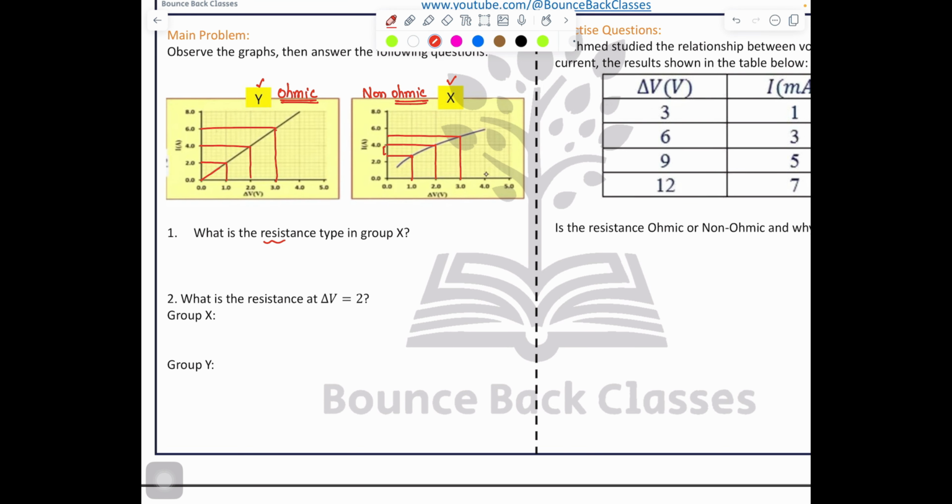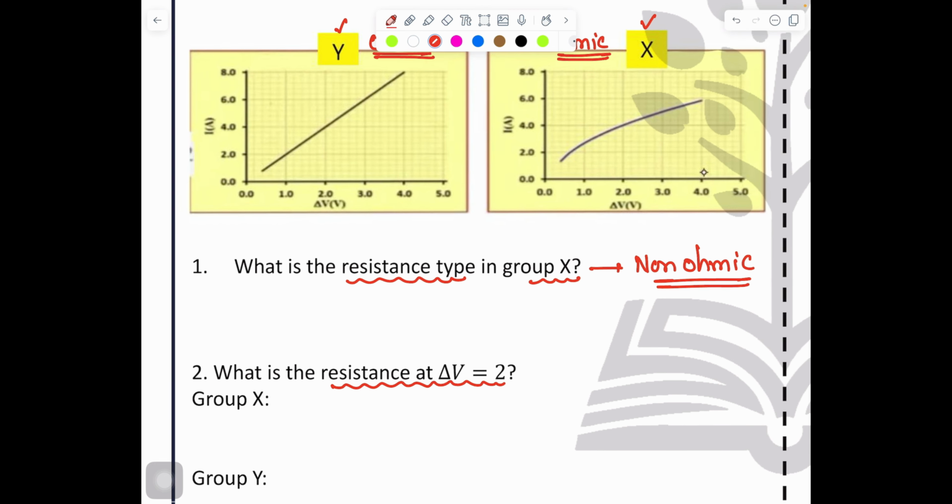What is the resistance type in graph X? We already discussed this, that it is non-ohmic. Clear? Now, what is the resistance at 2 volt? This is something good, we need to solve this. This one, ohmic, is easy to solve. Let's say I'll change the color. 2 volt. This is your 2 volt, yes or no? And this is your I, that is 4.